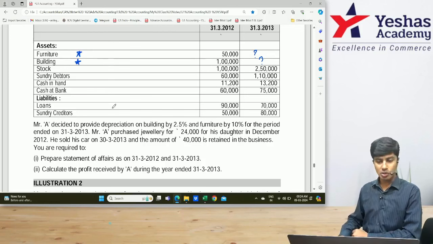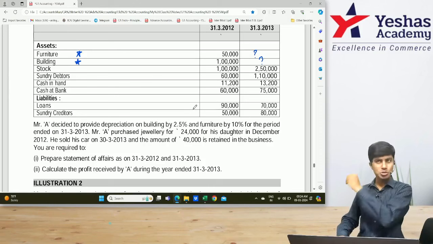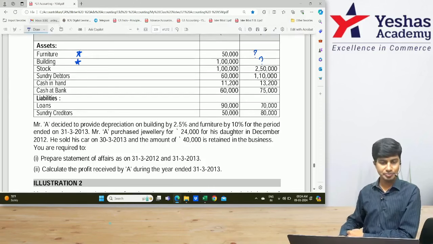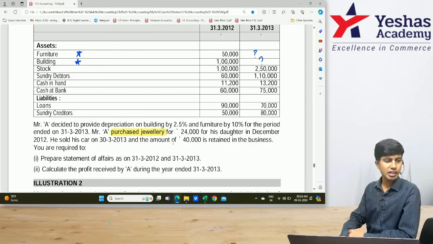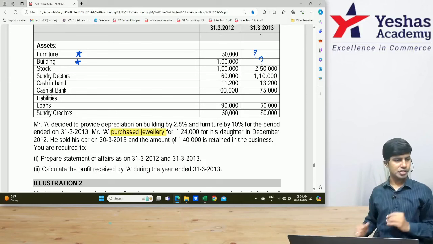Everyone understood? Come on. What's after that? Mr. A purchased jewelry for 24,000 for his daughter. Now, daughter is personal, no? So this expenditure is also personal. This is drawings. To buy jewelry, they withdrew money. It is drawings from capital. Underline this and write drawings. What is purchase of jewelry? Drawings. Whenever the voice drops, immediately tell me. I'll repeat once again.